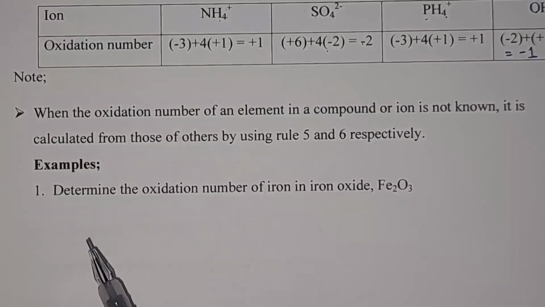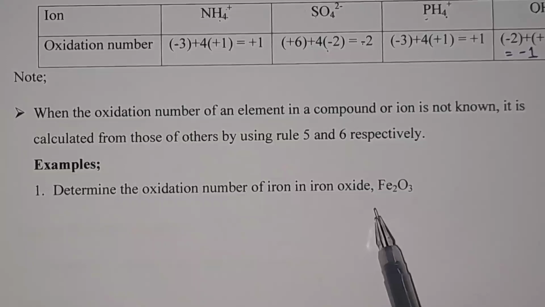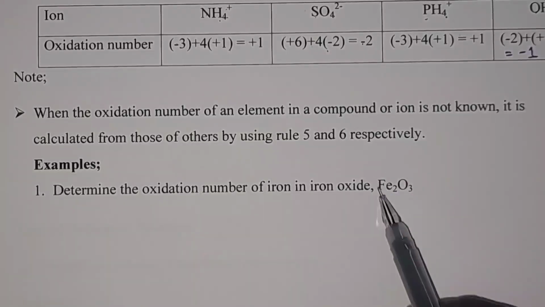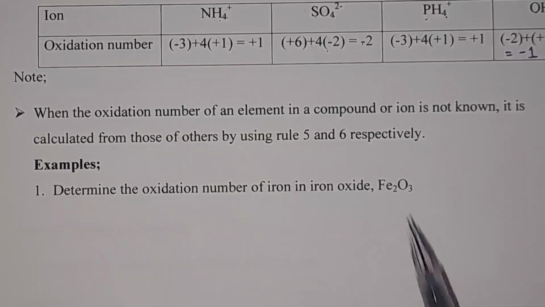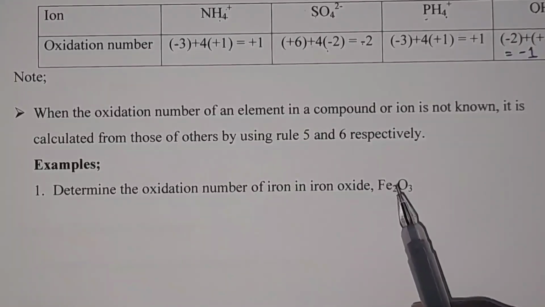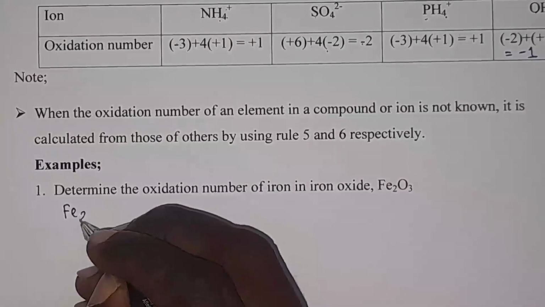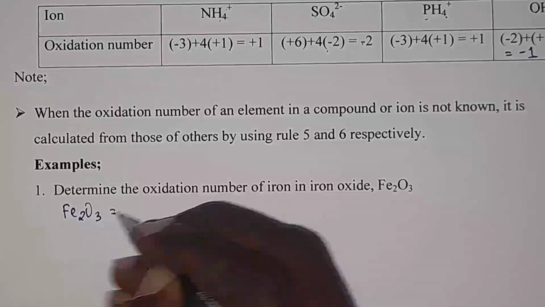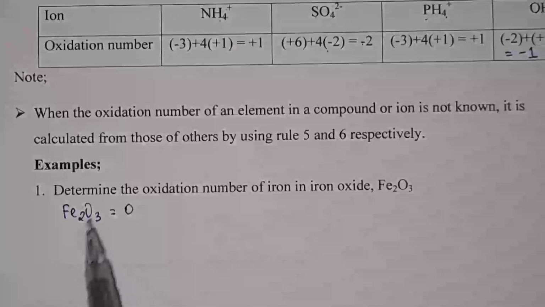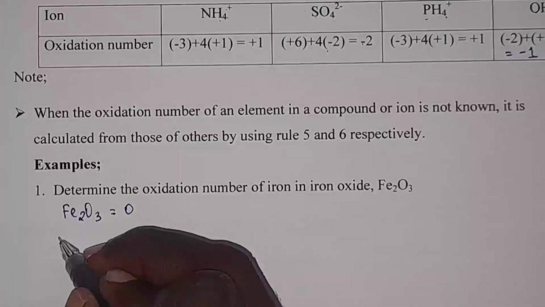Examples. Number 1, we are told to determine the oxidation number of iron in iron oxide, and the formula for that iron oxide is Fe2O3. So this is a compound. That means that the oxidation number of a compound is 0. So we are going to start first of all by writing the compound Fe2O3 equal to 0. Here we don't know the oxidation number of iron because it's the one that we are calculating.